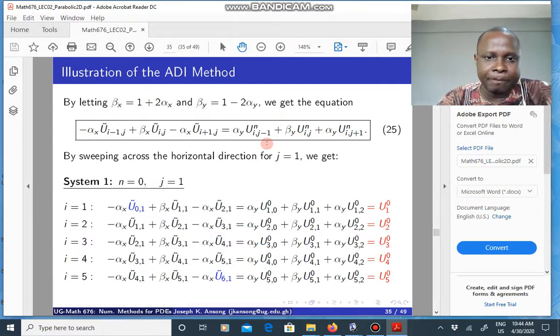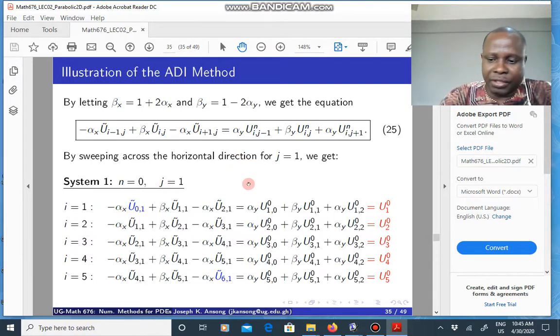All right. And so now you need to solve it for different values of i and j. The first step is to sweep in the horizontal direction. By sweeping in the horizontal direction, you take a value of j and then look for the resultant system for each value of i. So that is what is referred to as the horizontal sweep or horizontal direction.